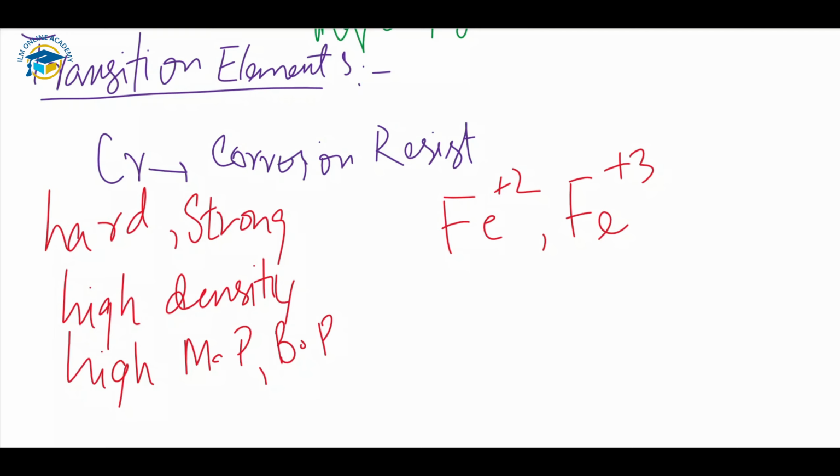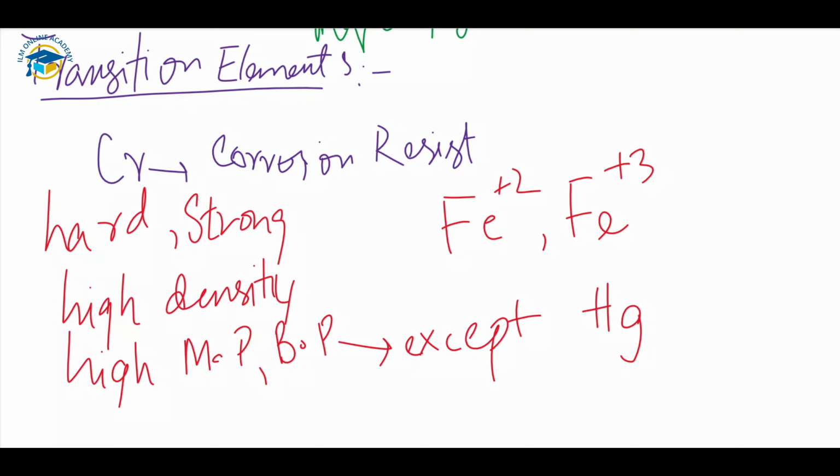So this is about the transition metals that are present there, and they have high densities, they have high melting and boiling points, except mercury. There is also one exception, that is mercury, which is a liquid at room temperature and pressure. So mercury has a much lower melting point as compared to the other transition elements.